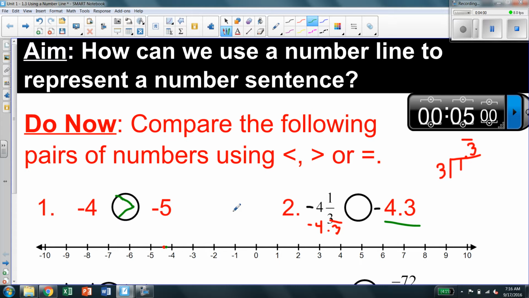Okay, and again, one of the numbers is closer to being a positive value or closer to 0, so that is the greater value. In this case, -4.3 is greater than this one. However, it's written in the sentence, so we need to read it from left to right. -4 1/3 is less than -4.3. Okay.